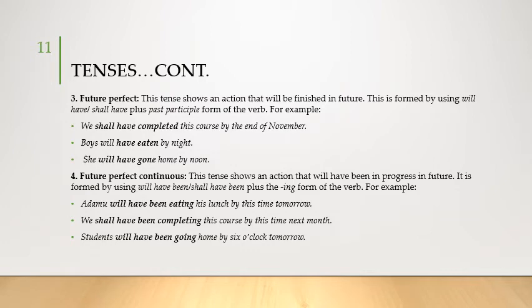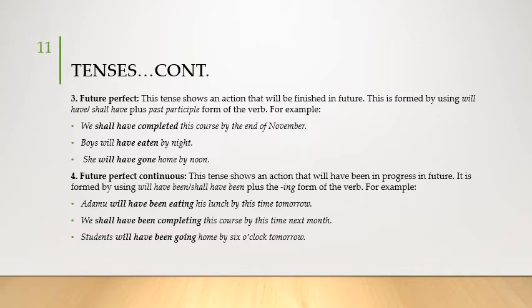Now we have future perfect as well. This tense shows an action that will be finished in the future. This is formed by using will have or shall have plus the past participle form of the verb. We shall have completed this course by the end of November. So, shall have completed indicates future perfect. Boys will have eaten by night, future perfect. She will have gone home by noon, future perfect. Will have gone, future perfect.